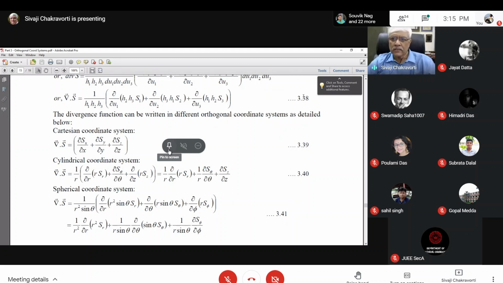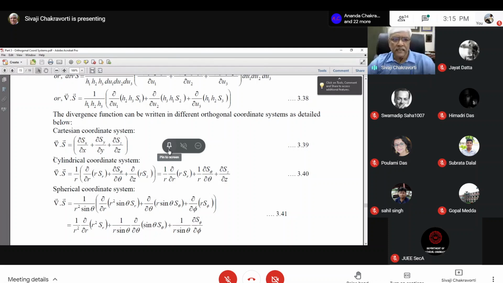Now if we look at equation 3.38, we don't require any derivation in any coordinate system. We just use equation 3.38, put in the appropriate value of the metric coefficients, and that's it. And you see the importance of the metric coefficients, how they come into each and every equation.